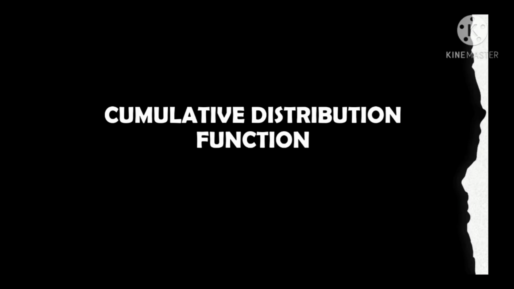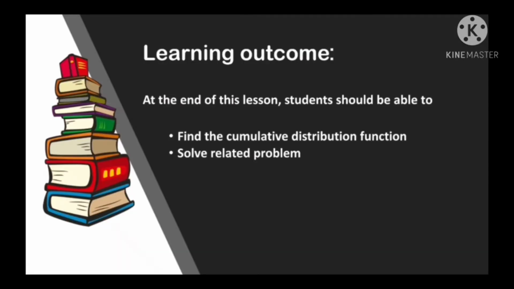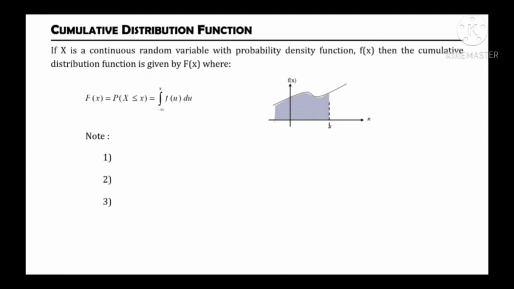Cumulative distribution function. These are the learning outcomes for this lesson. If X is a continuous random variable with probability density function f(x), then the cumulative distribution function is given by capital F(x), where F(x) equals probability X less than or equal to x. It means summation of probability up to a particular value x. Since this is a continuous random variable, we integrate from negative infinity up to x.